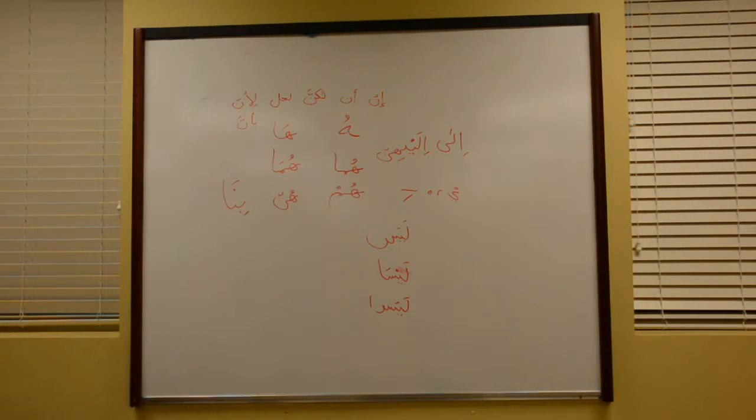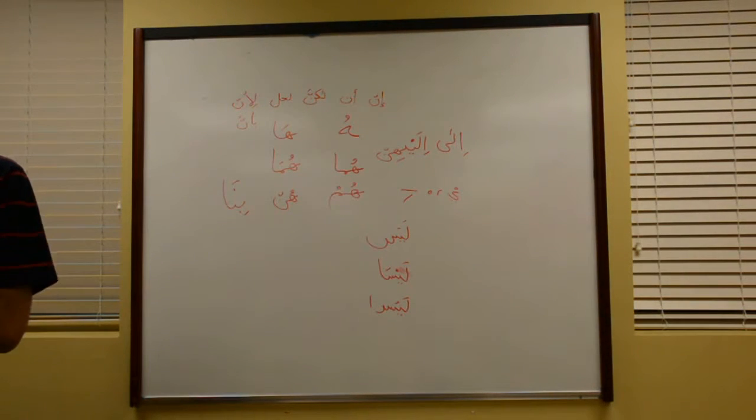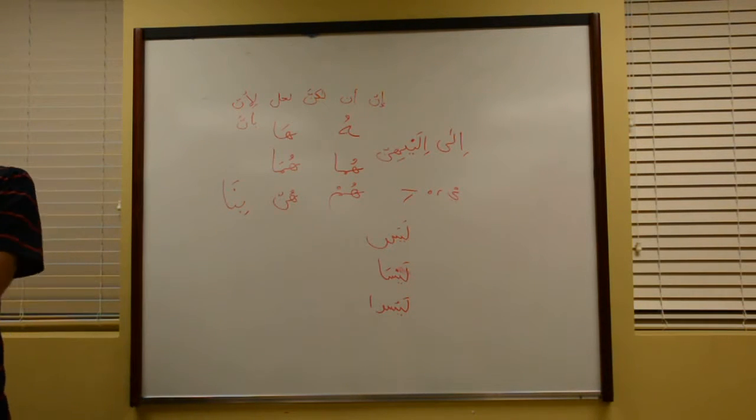Let's go through the whole thing. Laysa, laysa, laysu. Laysat, laysata, lasna. Lasta, lastuma, lastum. Lasti, lastuma, lastunna. Lasnu, lasna. Okay, so antunna is lastunna. Antum is lastum, and nahnu is lasna.